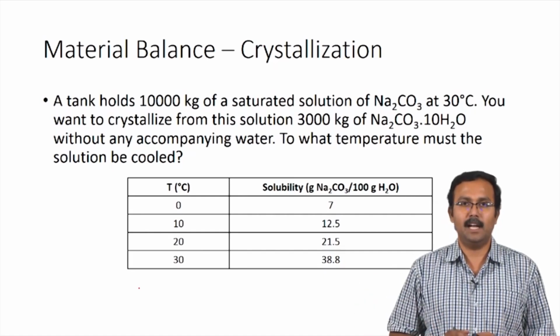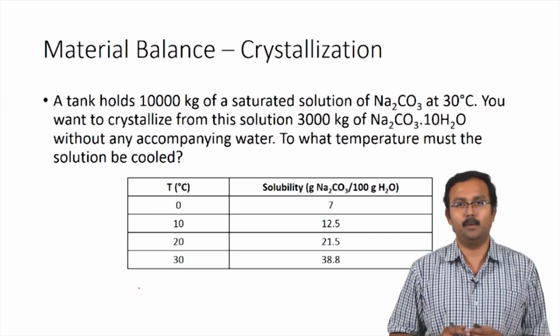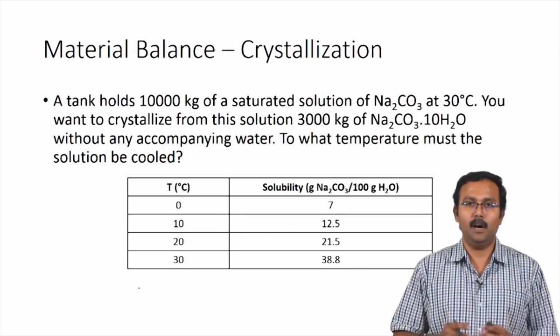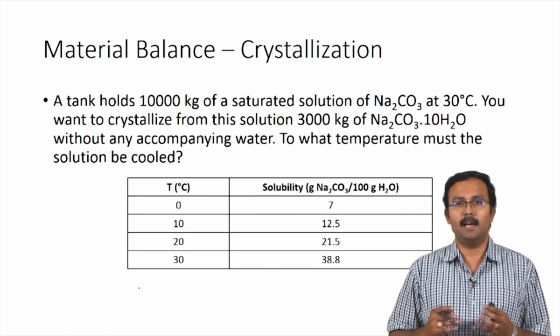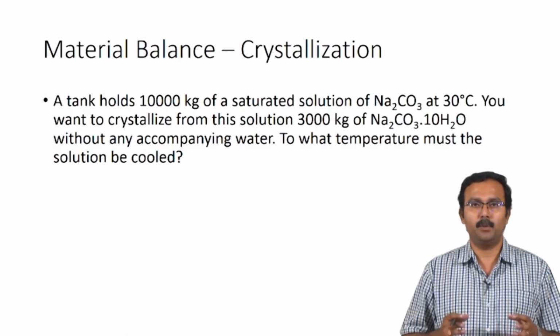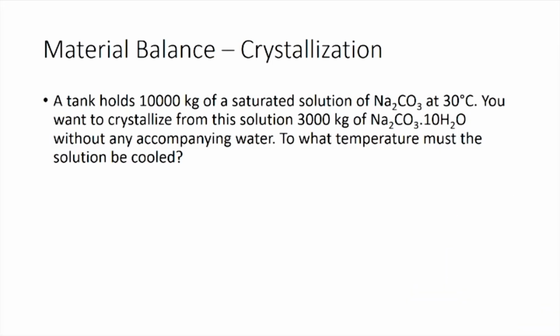When you are using these values, you should appropriately use the correct units, thereby eliminating any errors. Okay. Now, let us move on to see how we go about solving this problem and how we arrive at the temperature finally. As with every other material balance problem, the first step is to identify the basis. Here we have been clearly told that the tank capacity is 10,000 kilograms of saturated solution. So, we will go with 10,000 kilograms as the basis. So, we write down the basis as 10,000 kilograms of saturated solution.